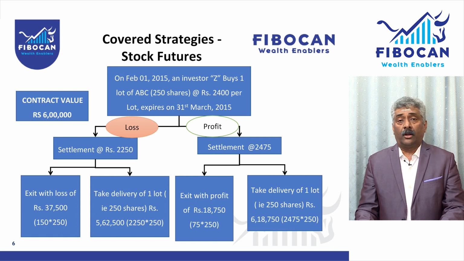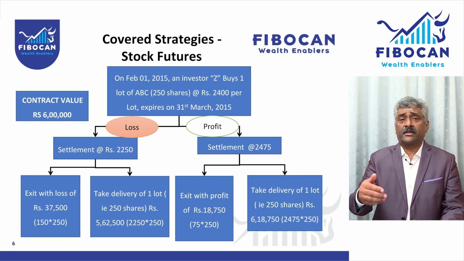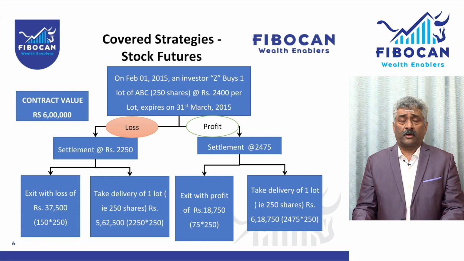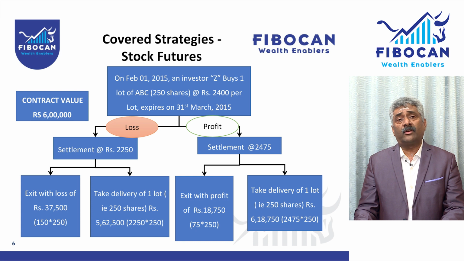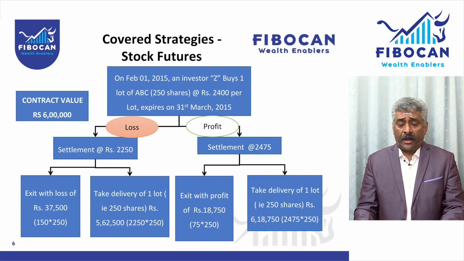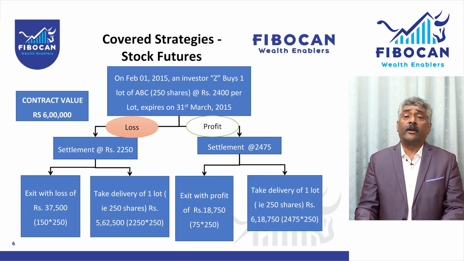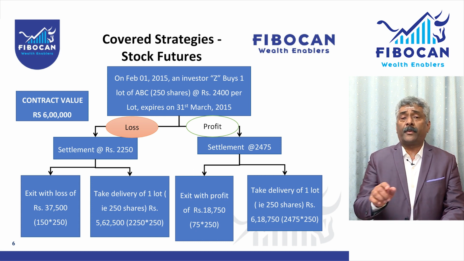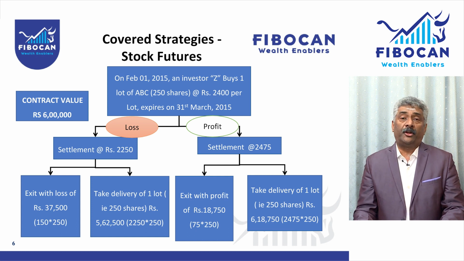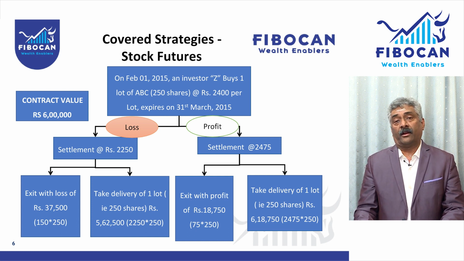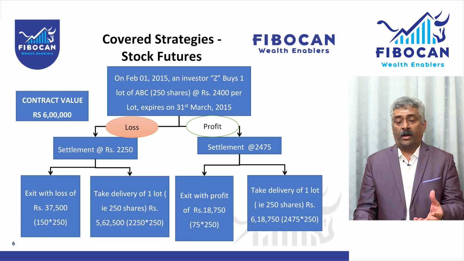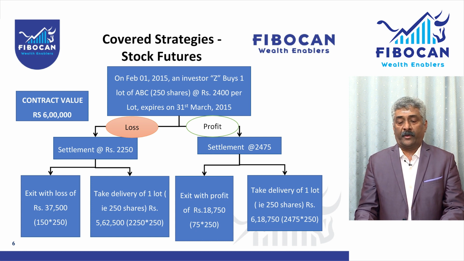Which I have shown in the extreme left hand corner. 37,500 loss. And also we can decide, because our intention was to buy the stocks. This person's intention on that day was to buy the stock. Hence, what she decided was to incur the loss in futures and also take delivery of the shares. So taking delivery, what happened? She has to pay how much? 5,62,500. Why 5,62,500? The settlement price is 2250. 2250 into 250, which is 5,62,500. So she buys these 250 shares by paying 5,62,500, 2,250 per share.